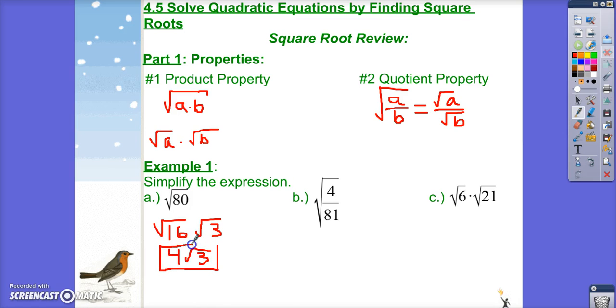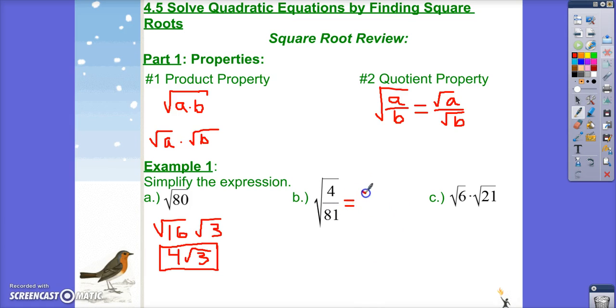So when you split them up, you want to take one number being a perfect square times something else. Now how do I know when I'm done? Always look at the square root again. Square root of 5, what are my factors? 1 times 5. 1 and 5 are both not perfect squares, so I can't simplify further. So this uses the product property. In letter B, we're going to use the quotient property.